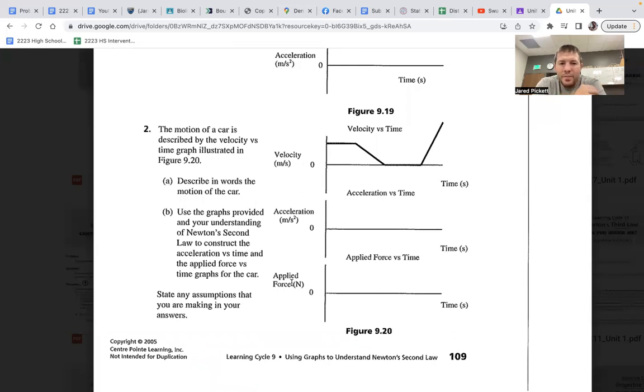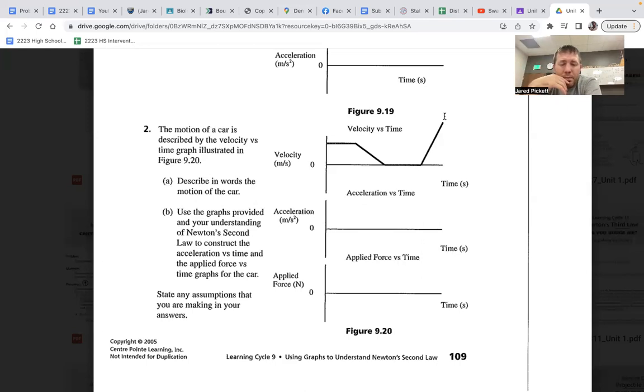All right, welcome back. So as I'm taking a look at this, I look at this in 4 segments: segment 1, segment 2, segment 3, and segment 4. I'm looking at a velocity versus time graph. So I recognize that I have consistent velocity in the first segment. I have a decreasing velocity in the second segment. I have no velocity in the third segment. And then I have an increasing velocity in the fourth segment. So hopefully you can see that. So that's the motion of the car in words.